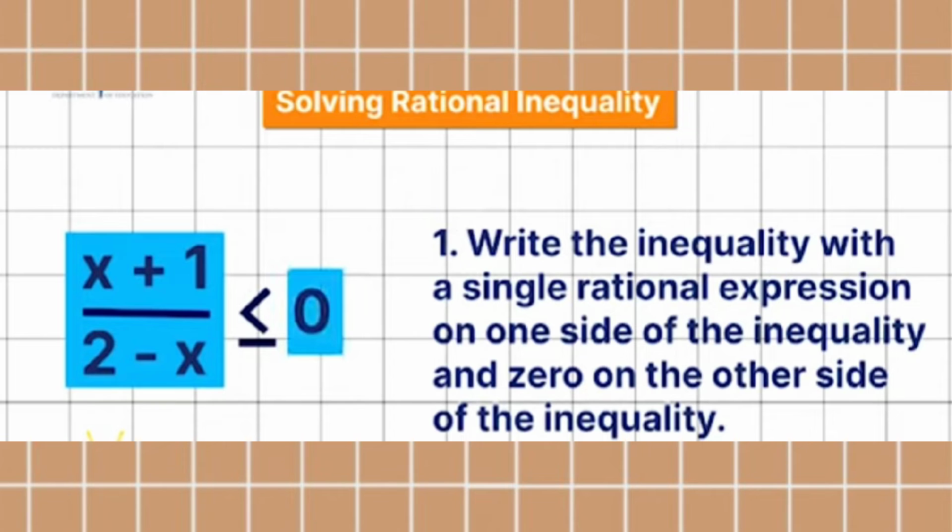Suppose we have x plus 1 all over 2 minus x is less than or equal to 0. The first step is to write the inequality with the single rational expression isolated on one side of the inequality and 0 on the other side. Since the inequality has already been written with the single expression on the left-hand side and 0 on the right-hand side, we may proceed to the second step.